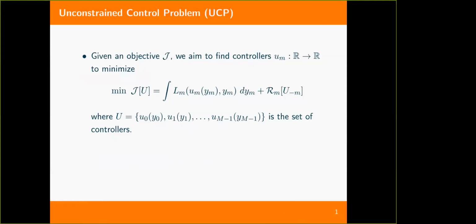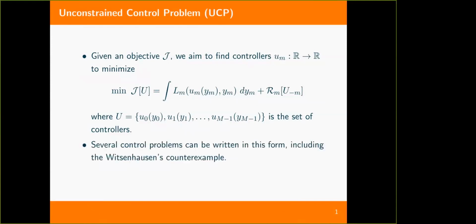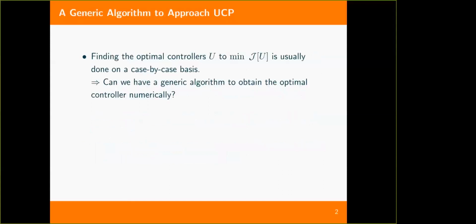For each controller function, the objective functional can be decoupled into two terms. One integrates a function of the controller over its domain, and the residual term does not depend on the controller. Several control problems can be expressed as unconstrained control problems, such as the well-known Witsenhausen's counterexample. Finding the optimal or even just some good controllers to UCP is not trivial, and it is usually done on a case-by-case basis.